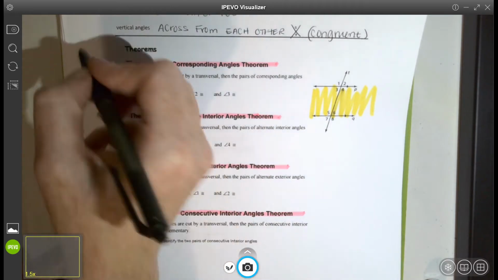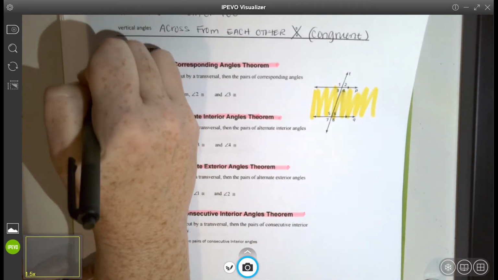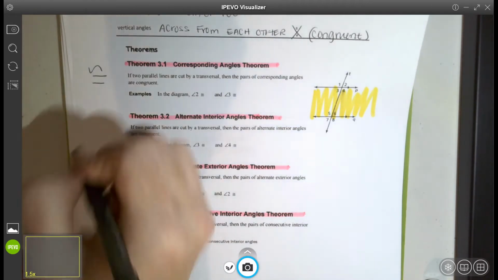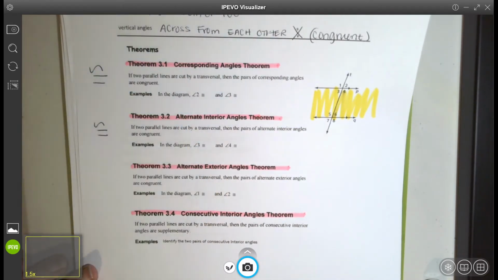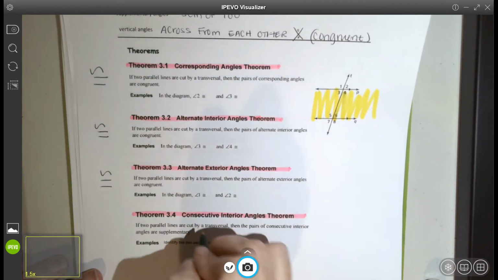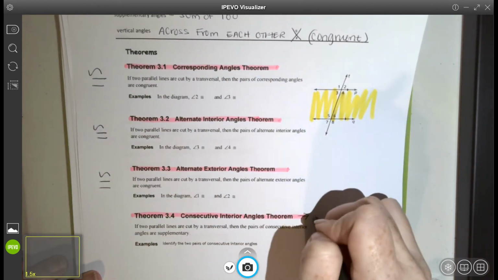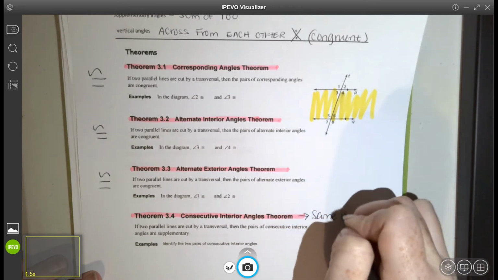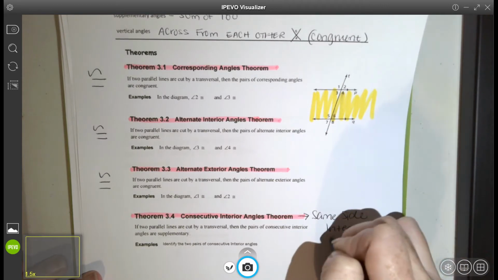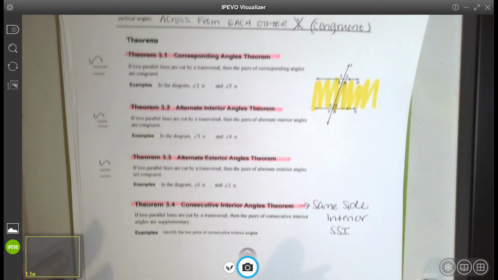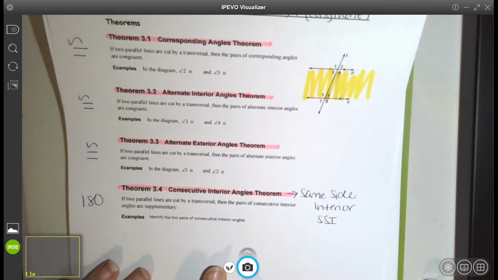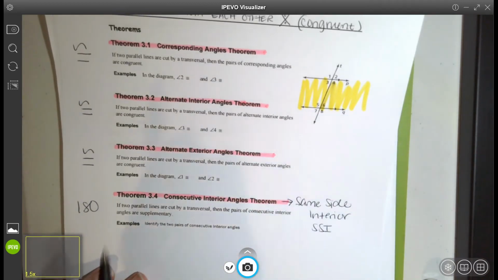So corresponding angles, as we talked about just a few seconds ago, they are congruent. Alternate interior, they are also congruent. Alternate exterior are congruent. And consecutive interior, which I like to refer to as same side interior, or SSI, they are 180 degrees.